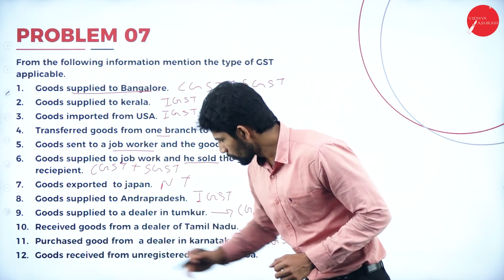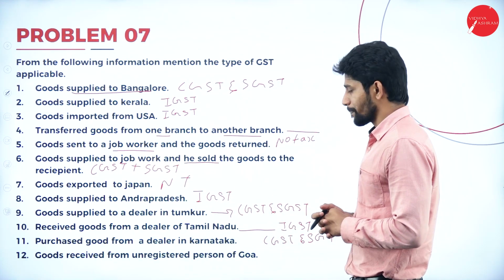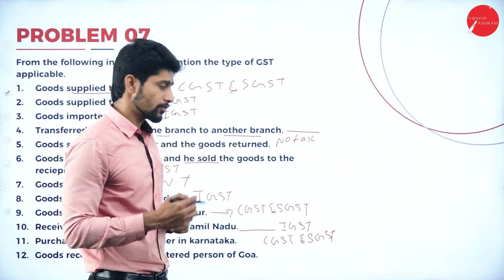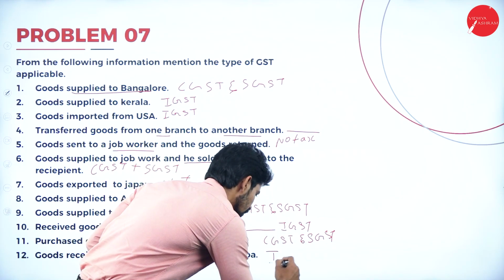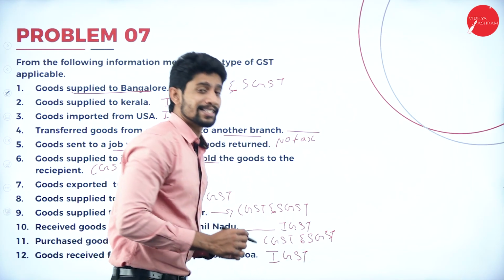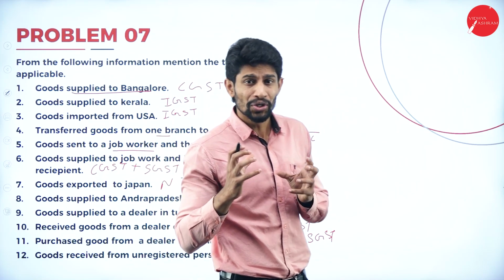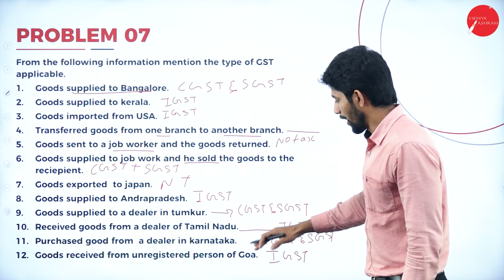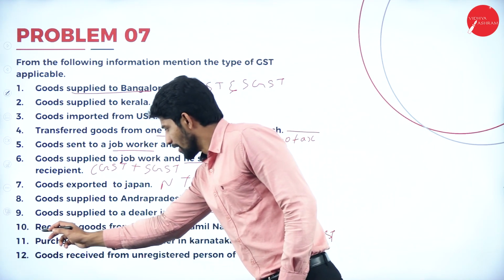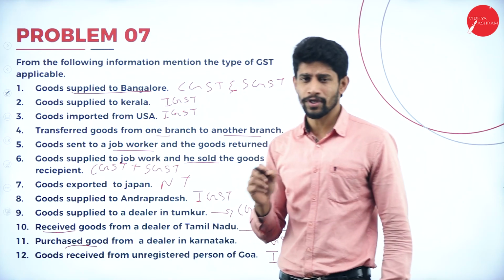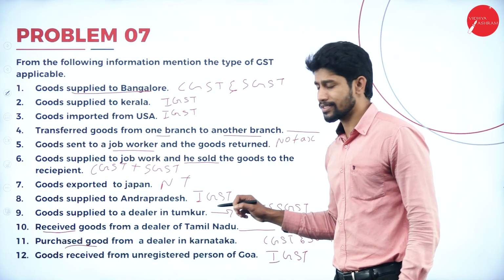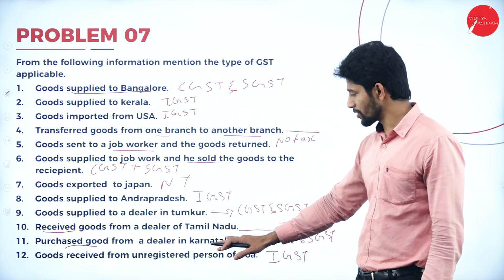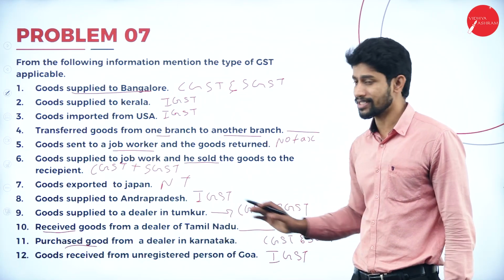The next one, goods received from unregistered person of Goa. So what tax is applicable? Goa, IGST, because the transaction is happening between two states. So IGST is applicable. Here, received and purchase, we are not supposed to pay the tax as a seller. But just for your information, I mentioned what type of tax is applicable on those transactions.